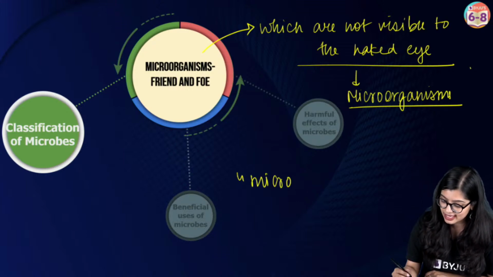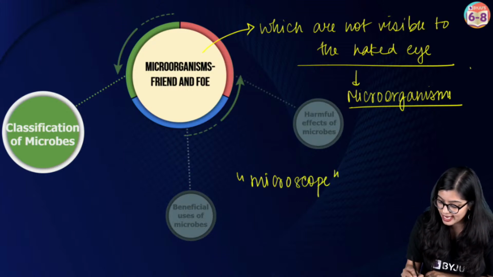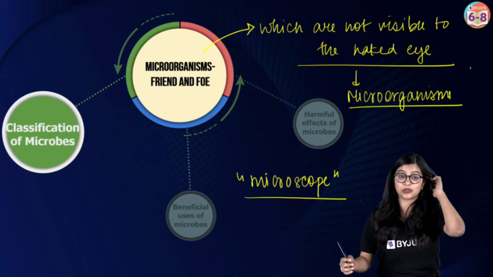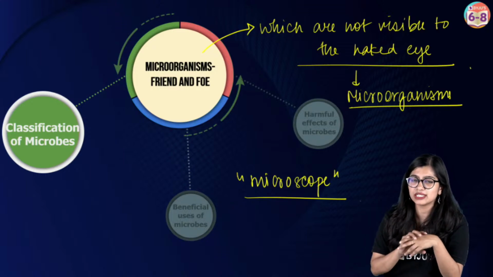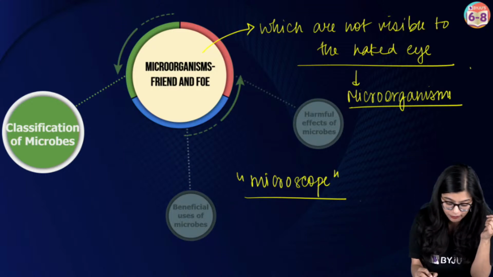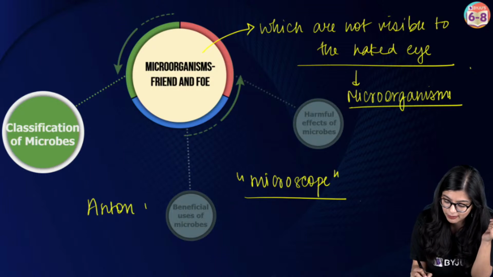So here, as you can see, it is microscope. Yes? Now the microscope that was there, right? The microscope that was there, of course, has undergone a lot of iterations. But the first primitive microscope was discovered by Anton van Leeuwenhoek, right?